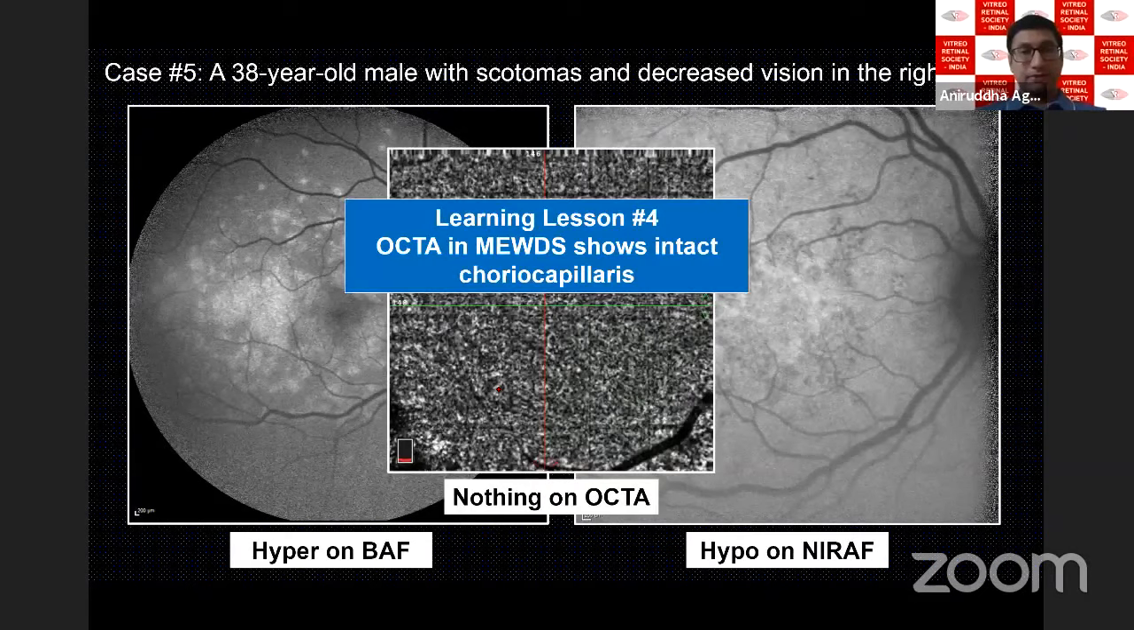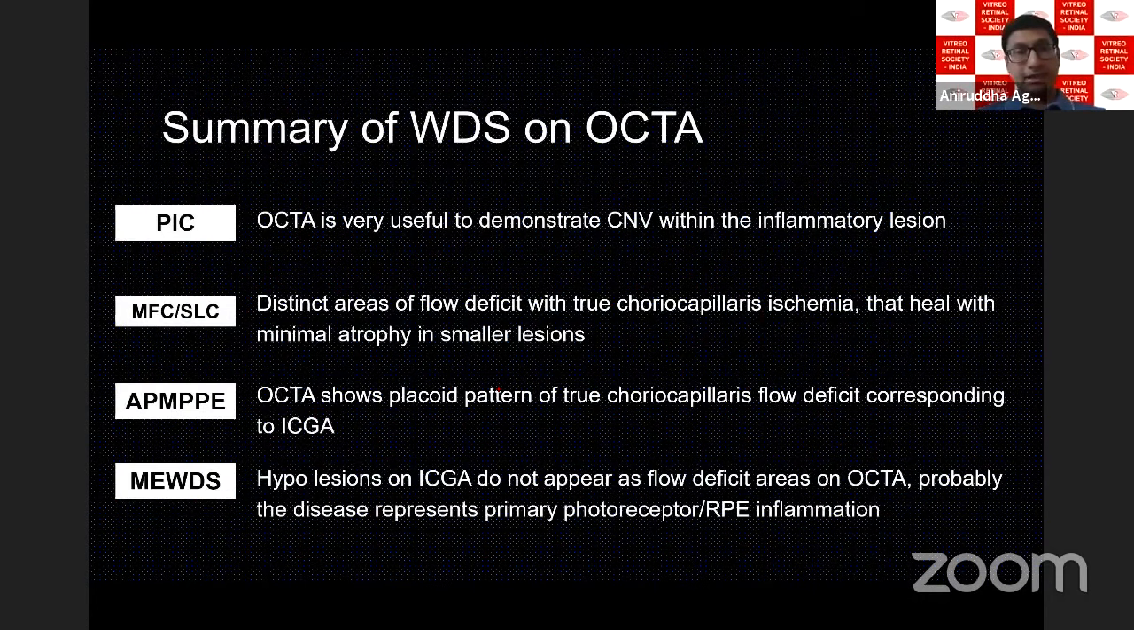Finally, I would like to summarize by saying that in PIC, you do OCTA to look at inflammatory CNV. In multifocal choroiditis, serpiginous choroiditis, and serpiginous-like choroiditis, you would like to do OCTA to determine true choriocapillaries ischemia and to see follow-up of these patients. In MPE, you would find choriocapillaries deficit of confluent pattern. And in MEWDS, you will do OCTA, but you will find no choriocapillaries loss.